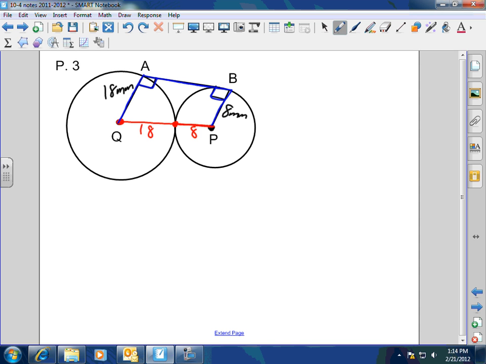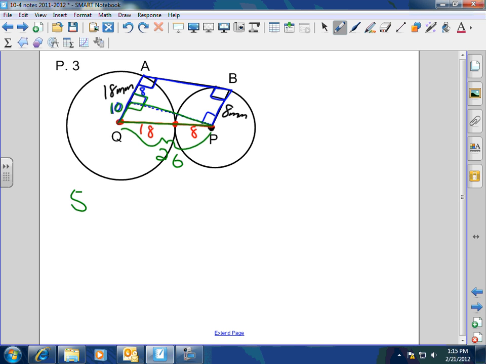Can't I just cut up at an angle here and make a rectangle? So if that's 8, this is 8. If that's 8 and the whole entire radius is 18, wouldn't this be 10? So now look at what I have here. If that's 90, this is 90. This is 10. This whole thing is 26.